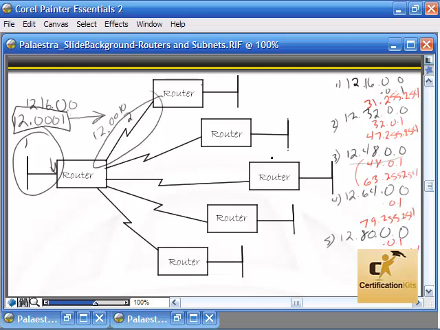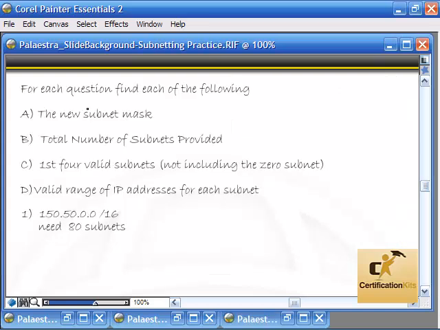Let's do a practice problem. So here's one practice problem that we're going to go over. For each question, we're going to find each of the following. I only have one question, so it's not going to be too tough. We're going to find the new subnet mask and the total number of subnets provided. We need a minimum of 80, but how many are we going to get with this new mask? Because again, it more than likely won't get exactly 80. We're going to list out the first 4 valid subnets and then the valid range of IPs for each one of those subnets.